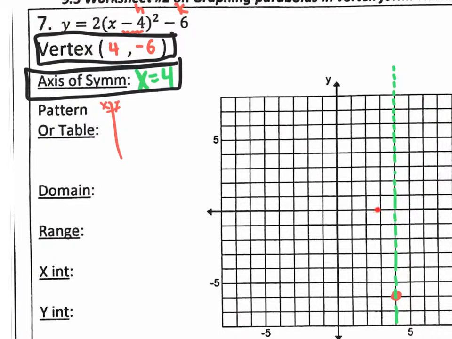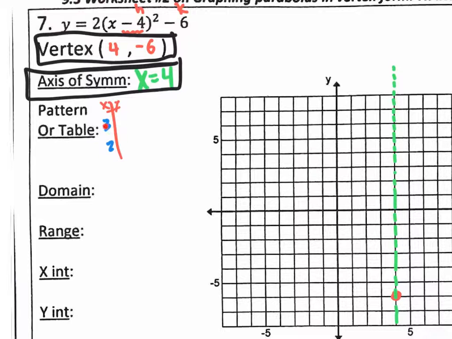5 and 3, that's kind of not a good idea because you're going to be able to reflect it over anyway, right? So how about 2 values that are on the same side? So 3 and 2 are good values. So let's plug in a 3 and plug in a 2. Guys, please quit talking. Pay attention.